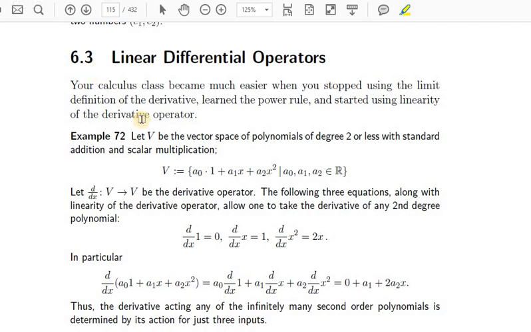Okay, let's look at linear functions on a different sort of vector space. This is a vector space of polynomials. And we're going to look at polynomials of degree 2 or less. So that's quadratic polynomials with standard addition and scalar multiplication.